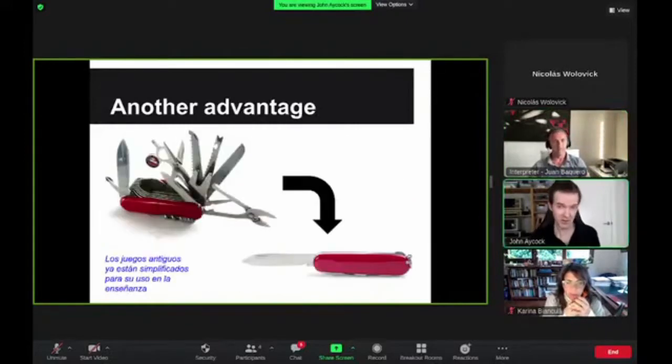There was another advantage. Often when we teach, we abstract examples for pedagogical reasons. And old games are already simple enough that this abstraction is already done.